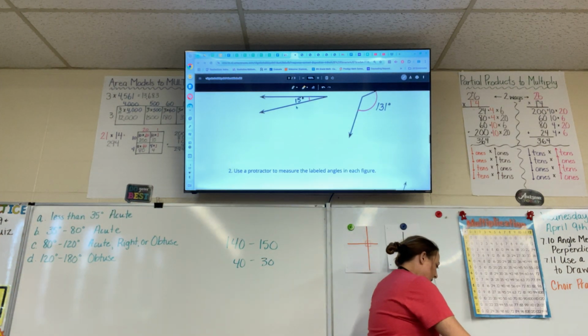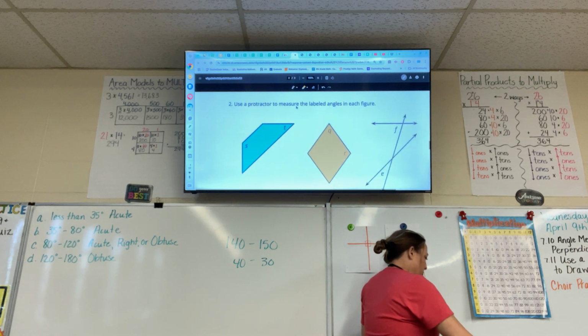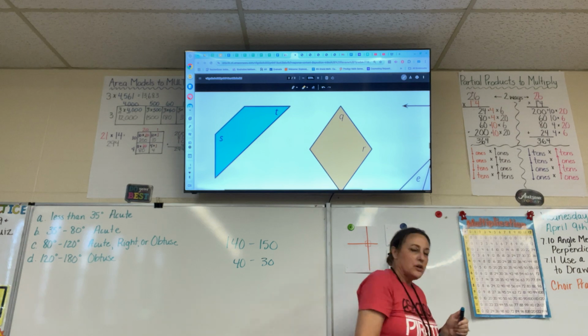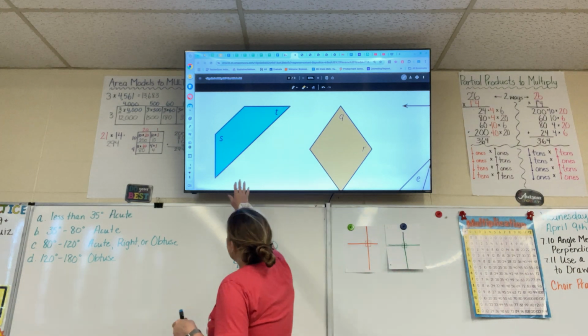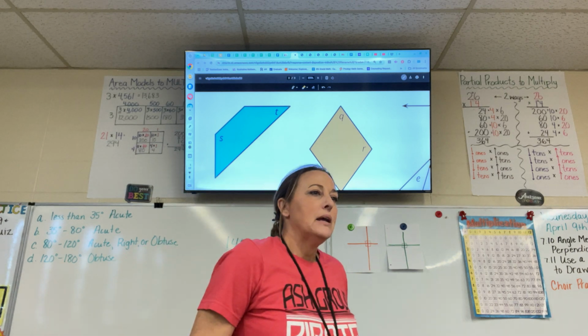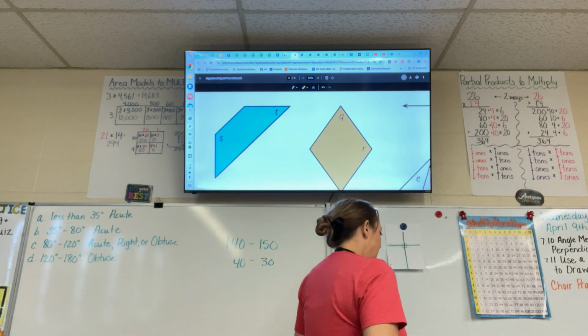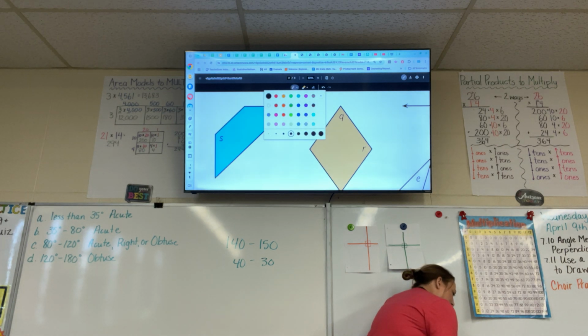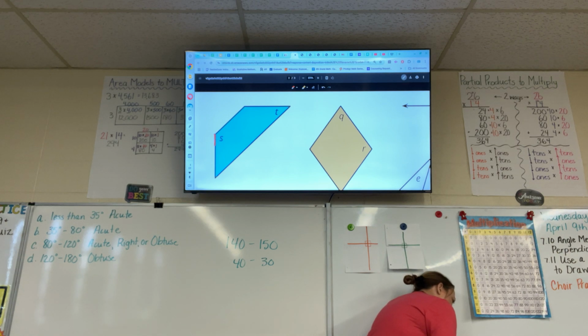All right, let's see. It wants us to use a protractor to measure the labeled angles in each figure. So we have a trapezoid here. Do you see how they've got letters in the corners of some of them? That's to help us identify the angle. So we're going to start by measuring angle S. And I am going to kind of go over this angle so you guys can see.